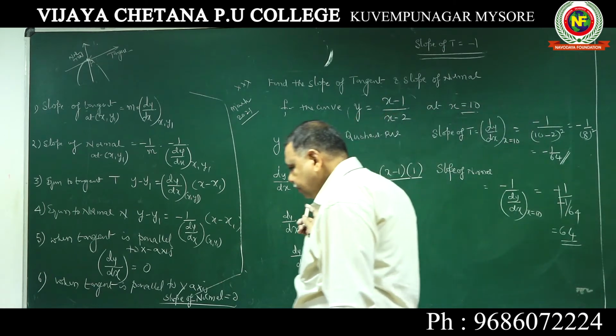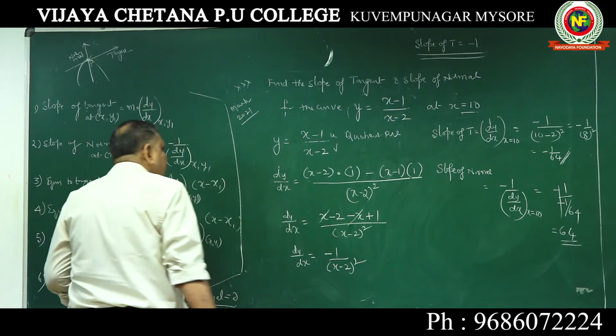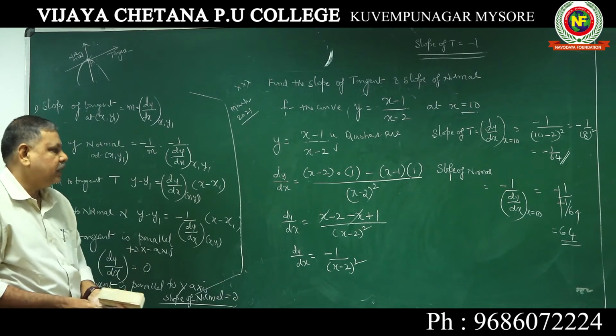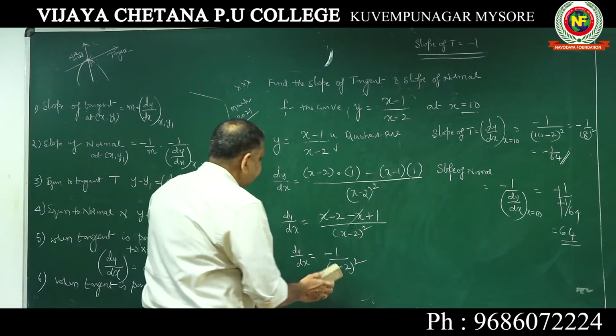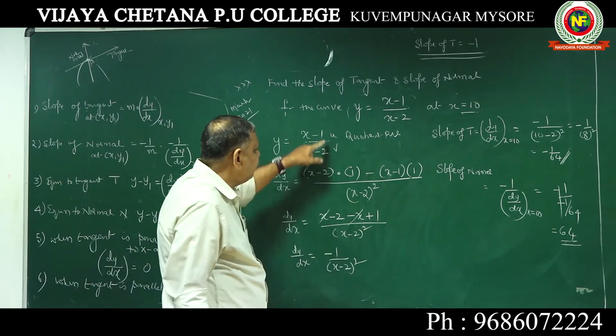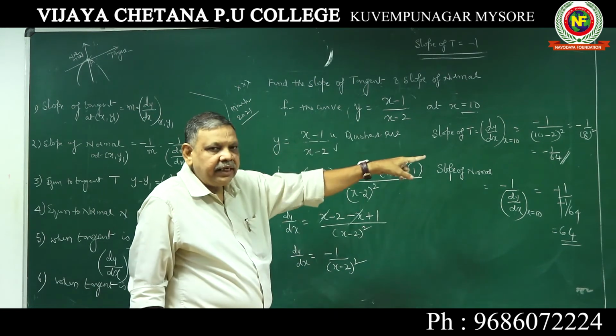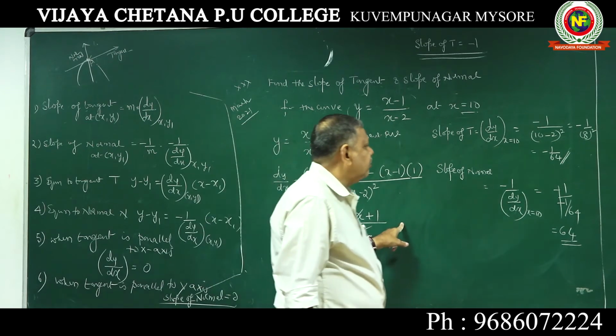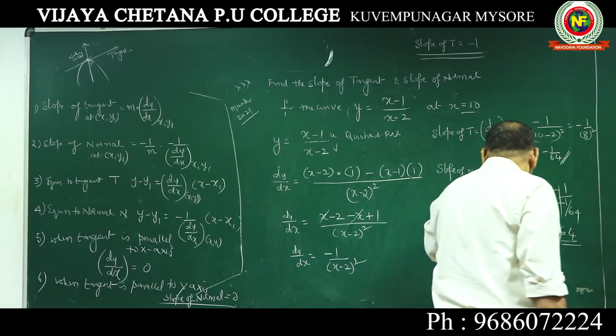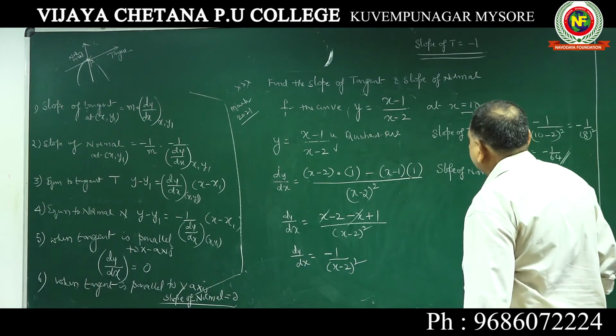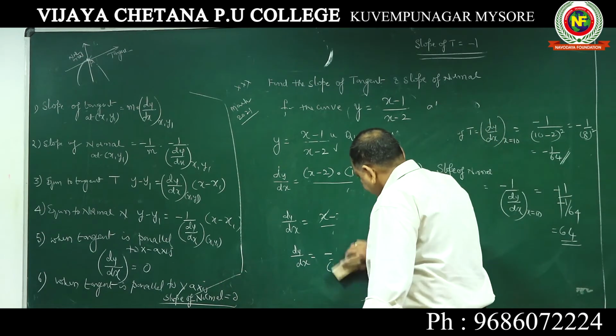They ask such problems where you have to apply quotient rule. One more also we will take up and do that. So I will rub this. I suppose all of you have followed. We have used here quotient rule, and then slope of tangent is at x equal to 10, and slope of normal is minus 1 by dy by dx at x equal to so much.